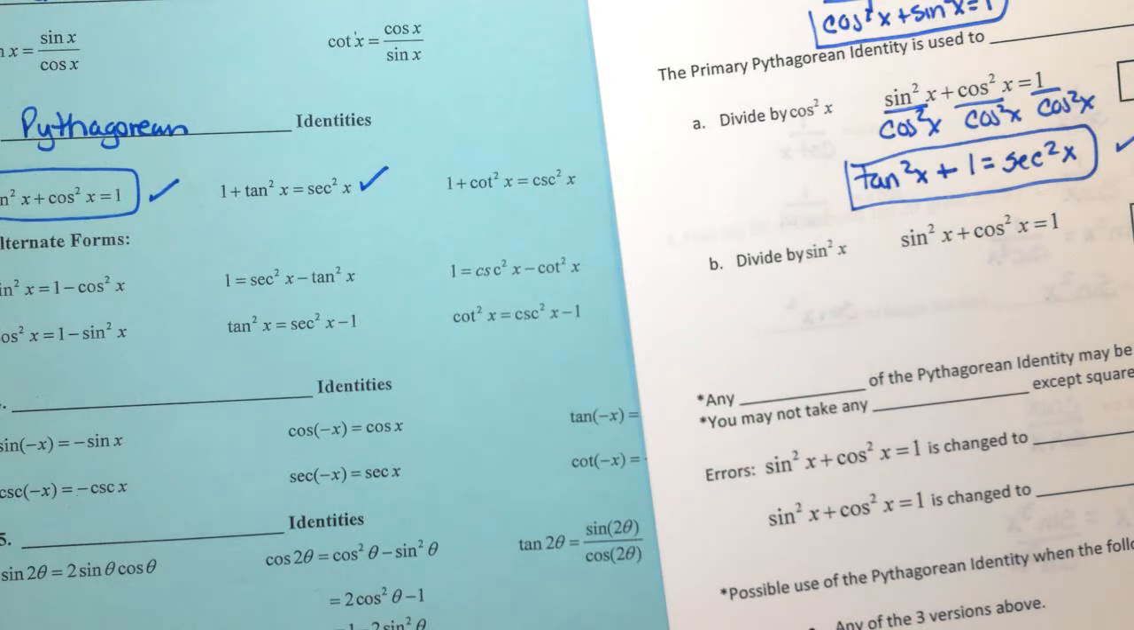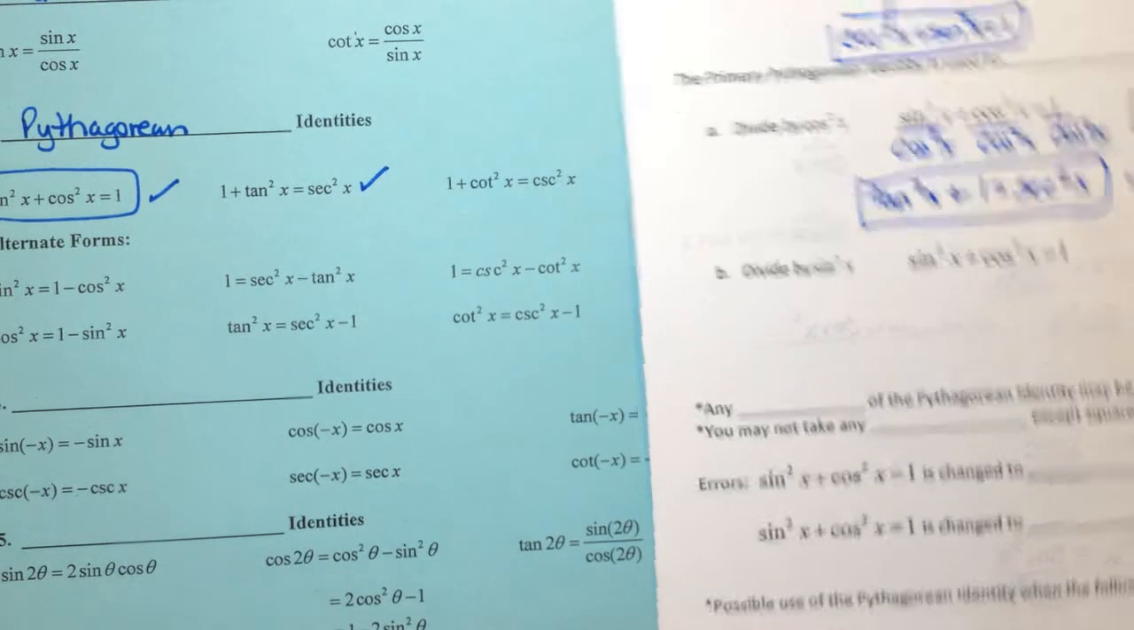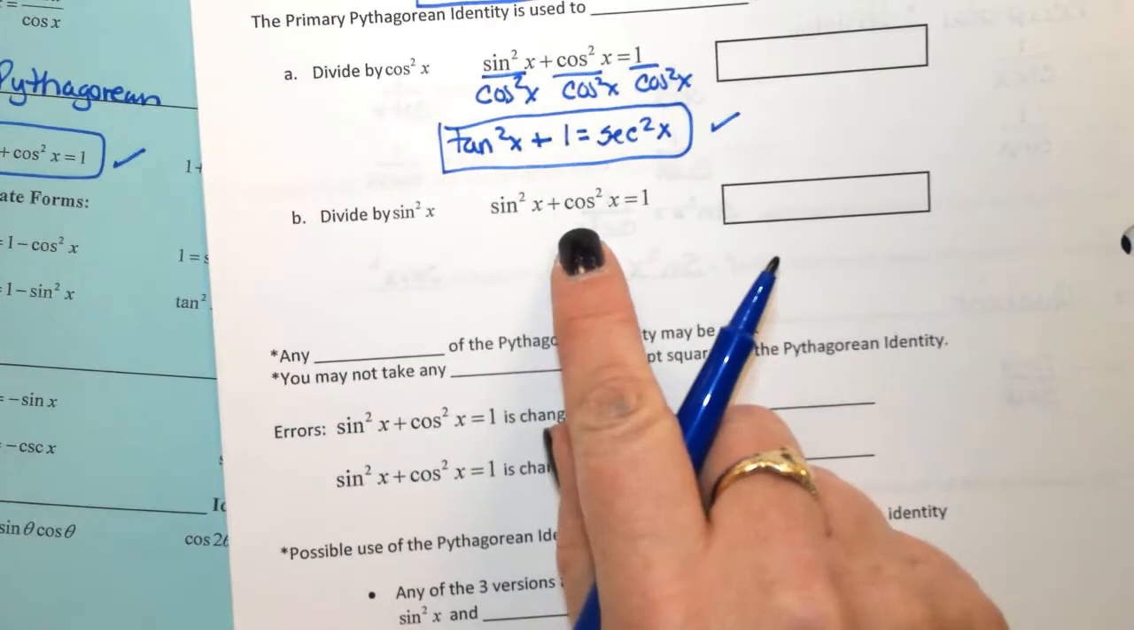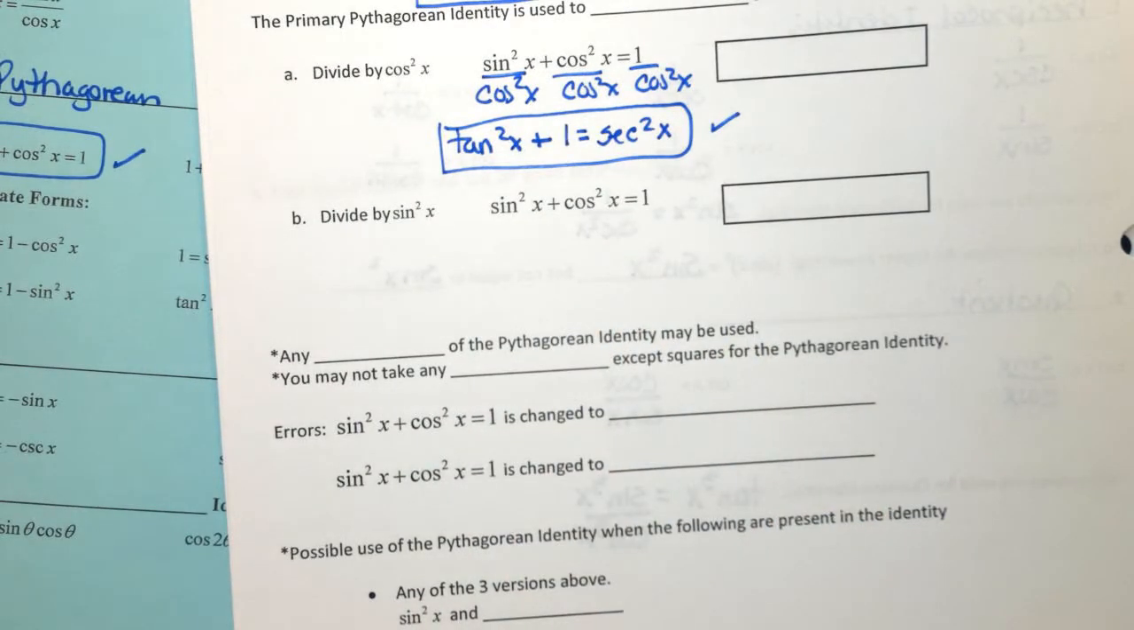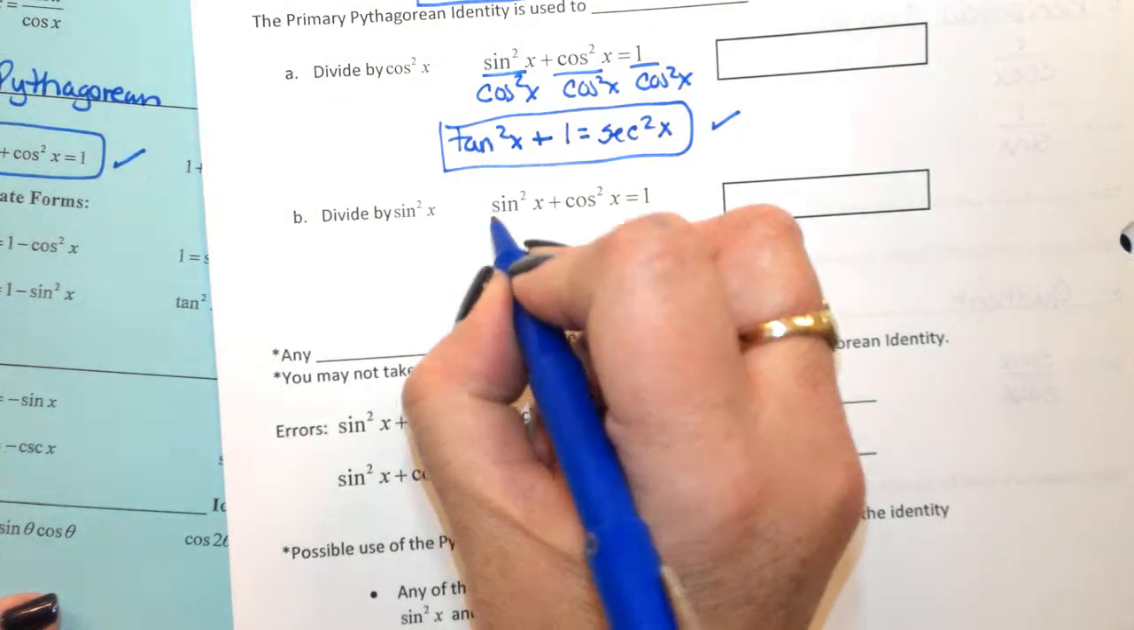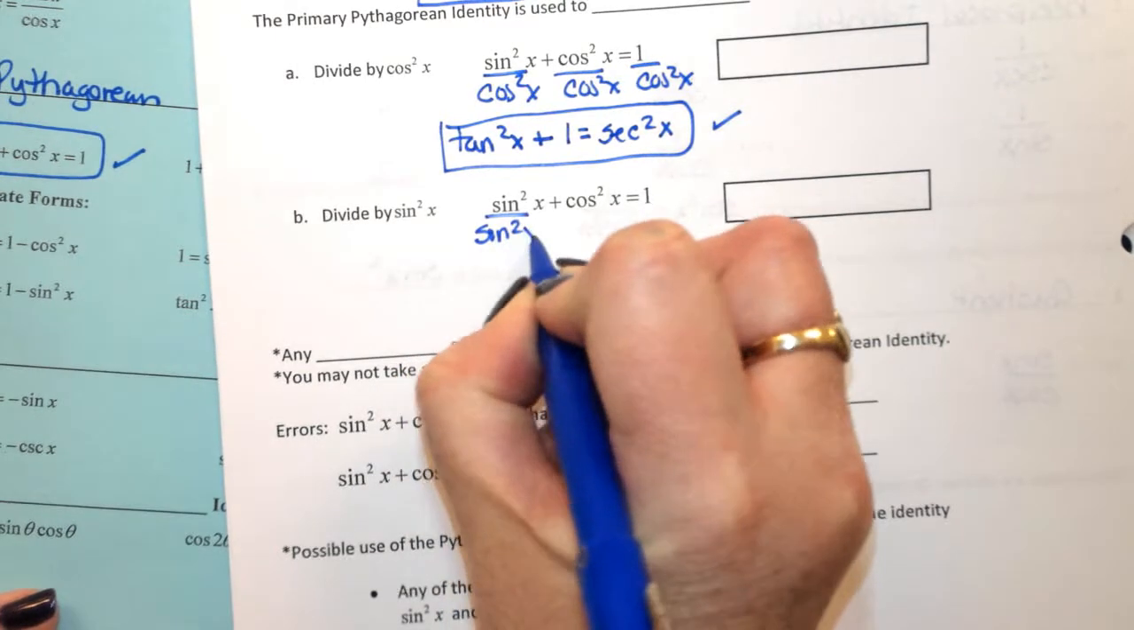So now, instead of dividing, remember, going back to that very basic original Pythagorean identity, sine squared plus cosine squared equals 1. Instead of dividing the whole thing by cosine squared, let's see what happens when you divide the whole entire thing by sine squared.